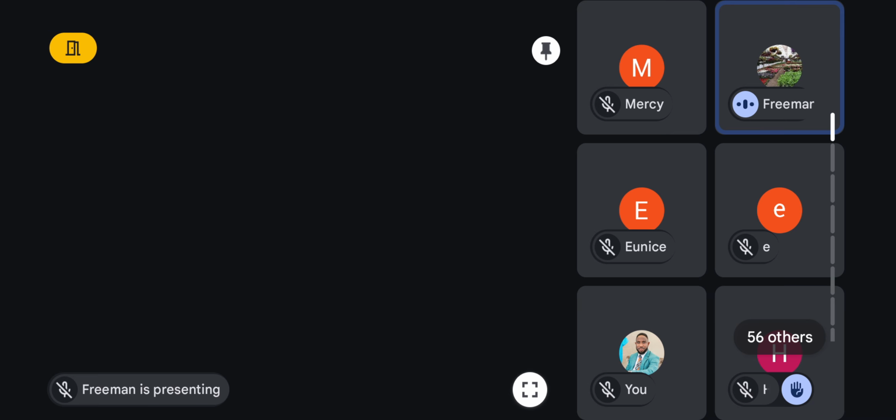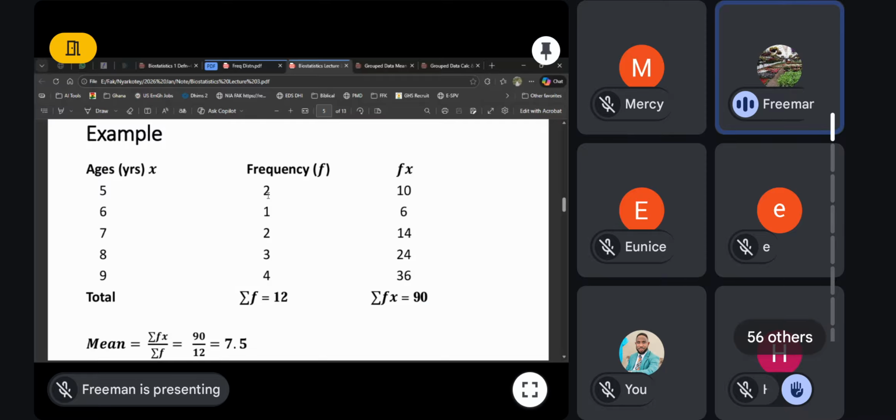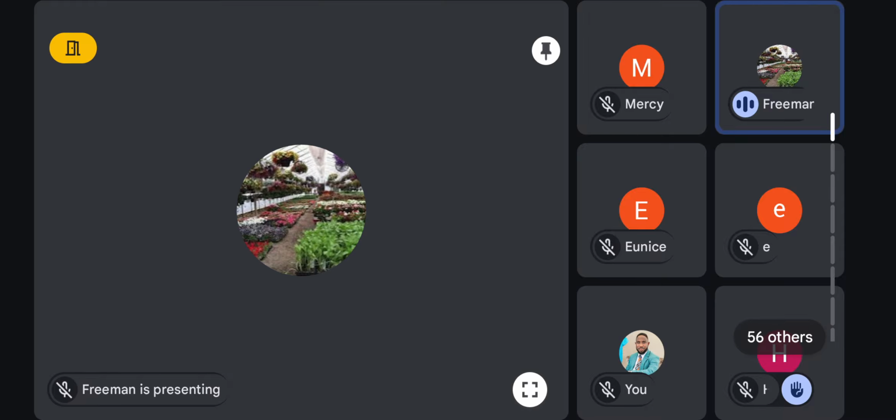Here, summation f means add all that is under f. When you add 2, 1, 2, 3, and 4, you are getting 12. Here, summation f of x means add everything under f of x. That gives you 90. So we already know that to get the mean, you add all the numbers and divide by the number of them. So the same thing here. We had 90, and dividing by 12 gives the mean.